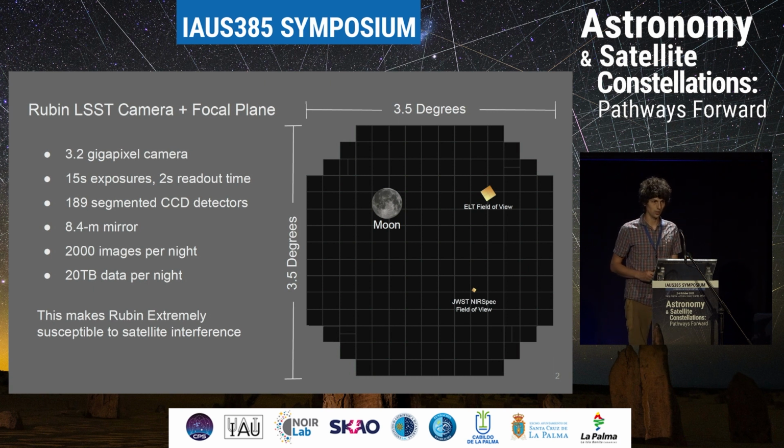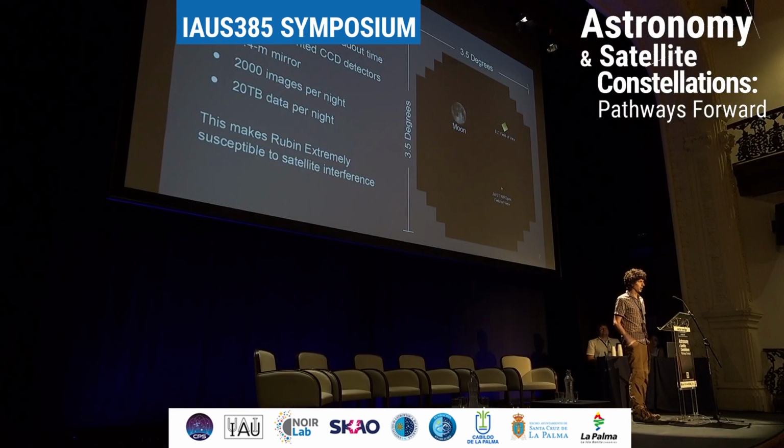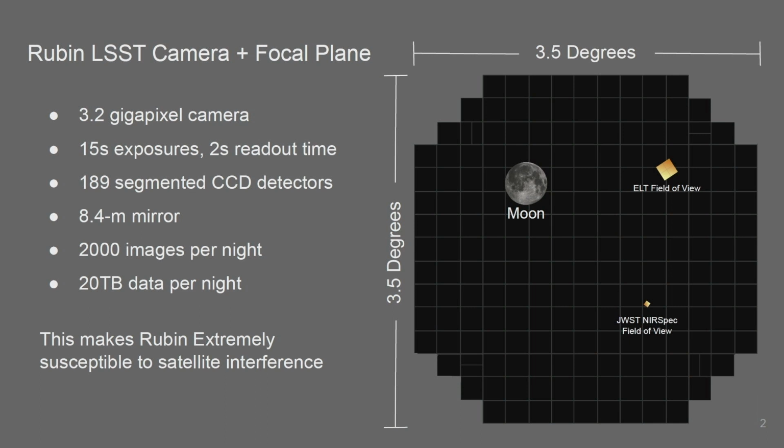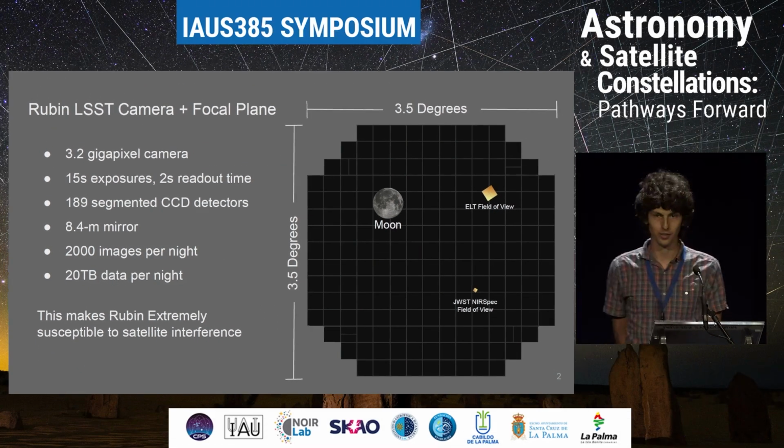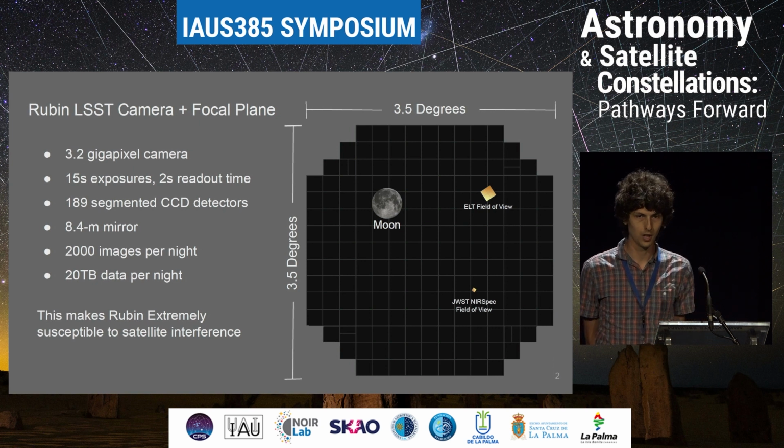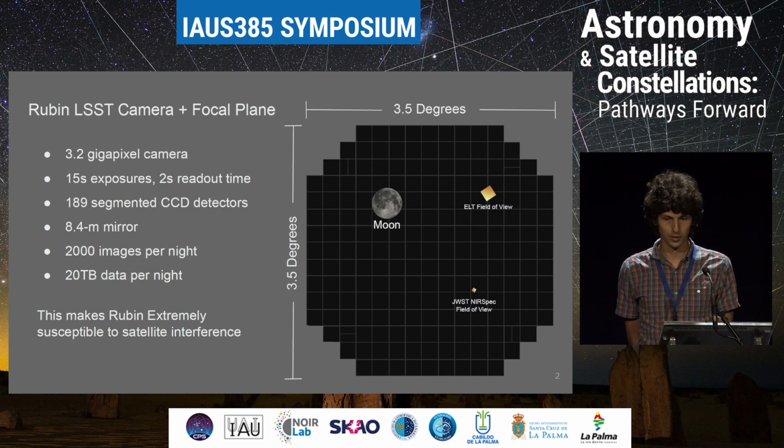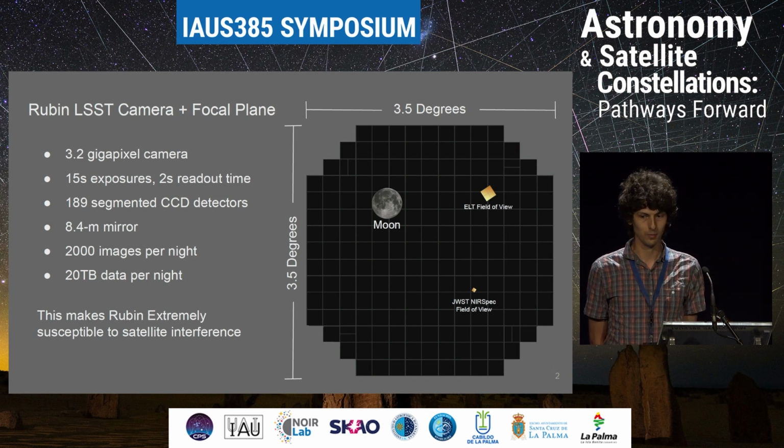We're going to take 2,000 images per night, constant 15-second exposures, and that's about 20 to 30 terabytes of data a night. On the right here, I have a mock-up of the field of view of the telescope. And for comparison, I put how big the moon would look on that, and how big the proposed ELT field of view would be, and how big the JWST's largest instrument is. So as you can see, it's a much different animal than these small target telescopes. And because we have such a large field of view, about 10 square degrees, we're going to see a lot more satellites. We're a lot more impacted than most target telescopes.